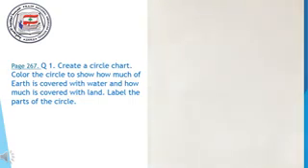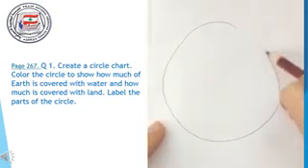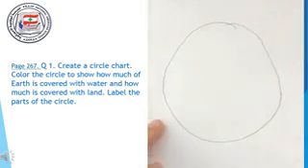Hello. They are asking us in this question to create a circle chart. So let's draw a circle. This is the circle chart. Okay, then we have to color the circle to show how much of Earth is covered with water and how much is covered with land.